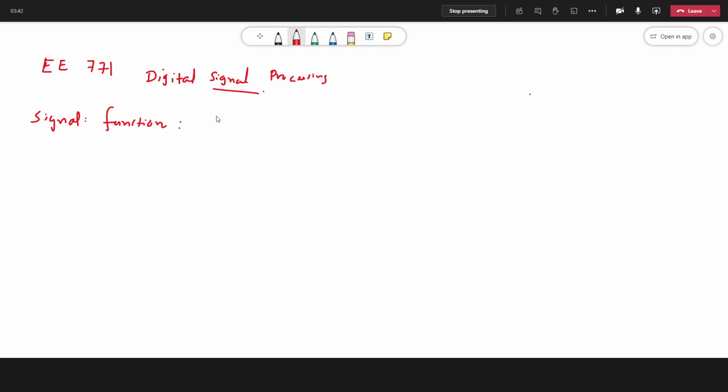Say if I represent a signal as x of t equal to 2 times sine 2 pi 50t. It's a 50 Hz signal varying with respect to time t. So it has a dependent variable t, and that's why it's a single dimensional signal.